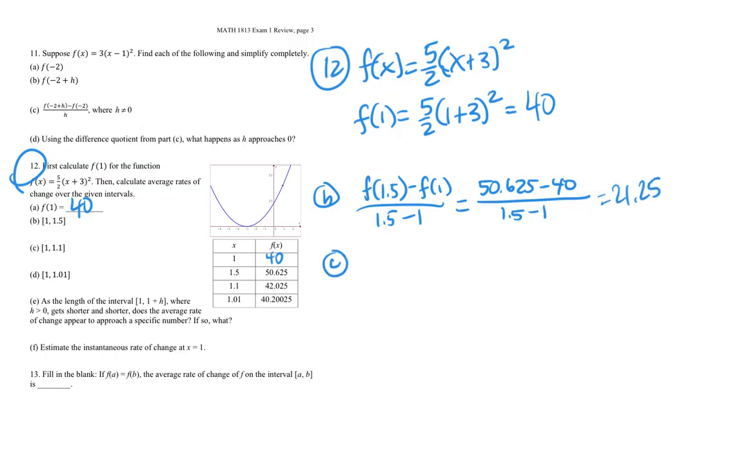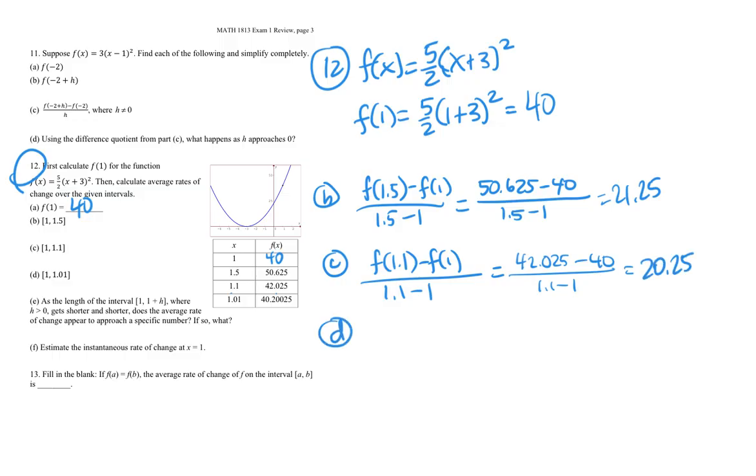For part C, it's going to be similar. f of 1.1 minus f of 1 over 1.1 minus 1. And so if I do that computation, I'm given that f of 1.1 is 42.025 minus 40 over 1.1 minus 1, which is just going to be 0.1. So I get 20.25.